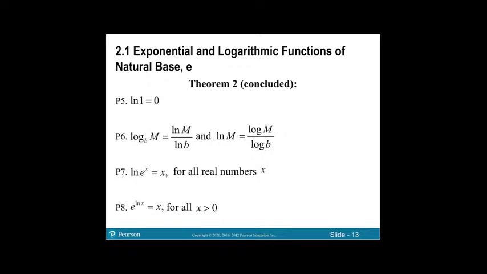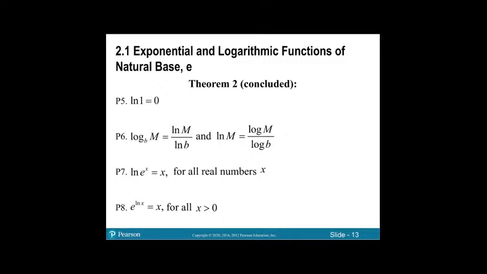Let me see. Okay, so this is the change of base with property 6. The log of m base b is the same as natural log of m divided by natural log of b. That's change of base. And the natural log of m is also going to, remember, this is going to be log base e.